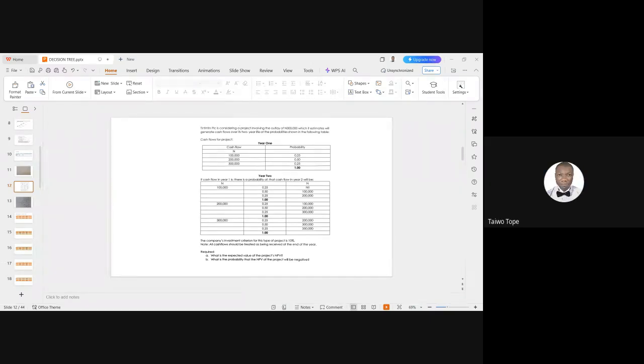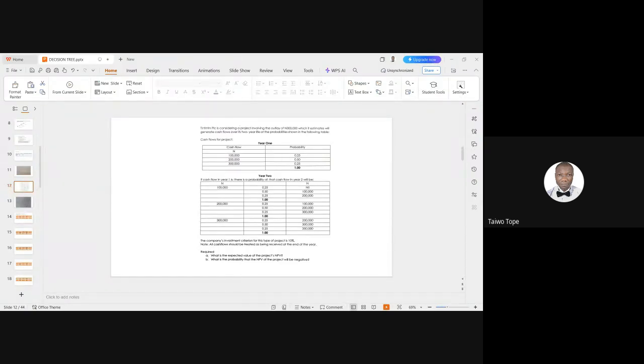Titnin PLC is considering a project involving the outlay of 300,000 naira, which it estimates will generate cash flows over its 2-year life at the probabilities shown in the following table. Cash flows for the project for year 1, for year 2, are given. The company's investment criterion for this type of project is 10%. Note, all cash flows should be treated as being received at the end of the year.